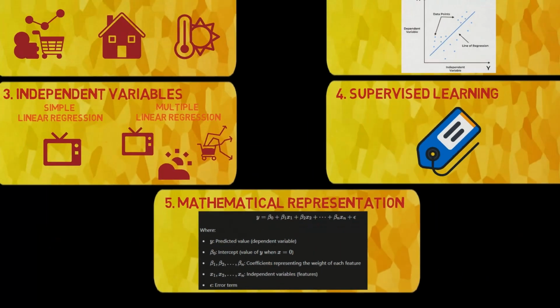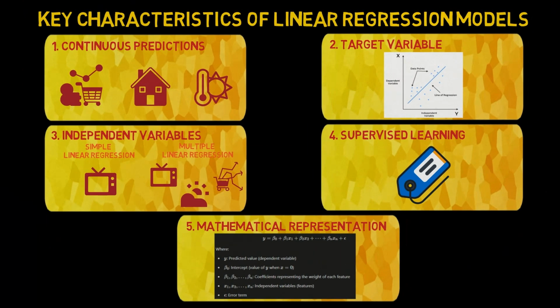In summary, linear regression is a fundamental supervised learning technique used for predicting continuous outcomes. It provides a simple yet powerful way to model relationships and make data-driven decisions.